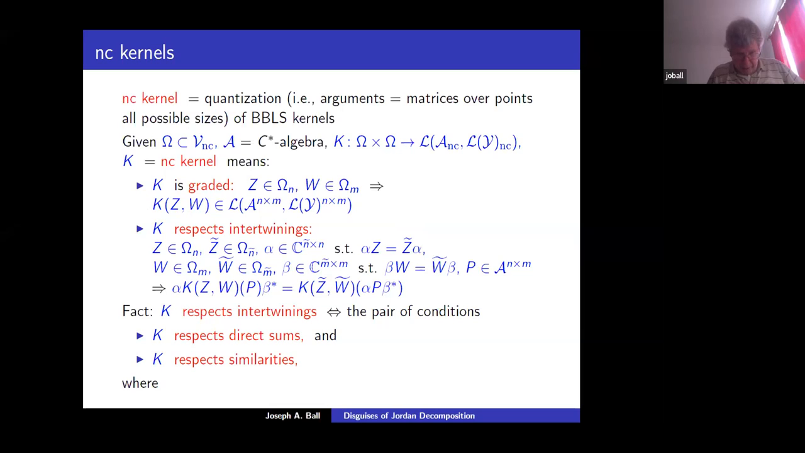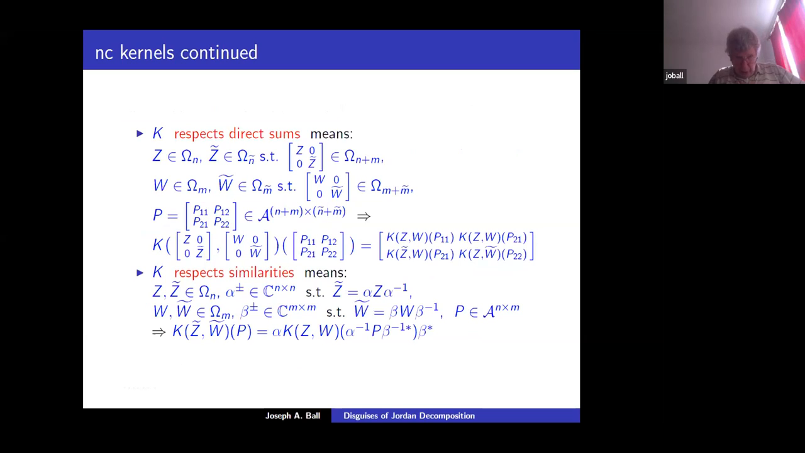And then you ask that it's graded. If Z is in omega n and W is in omega m, then the result is an operator whose argument is n by n matrices over A, with values n by n matrices over L of Y. And it should respect intertwinings. That's the same as the pair of conditions: respects direct sums, respects similarities. Next slide, non-commutative kernels continued.